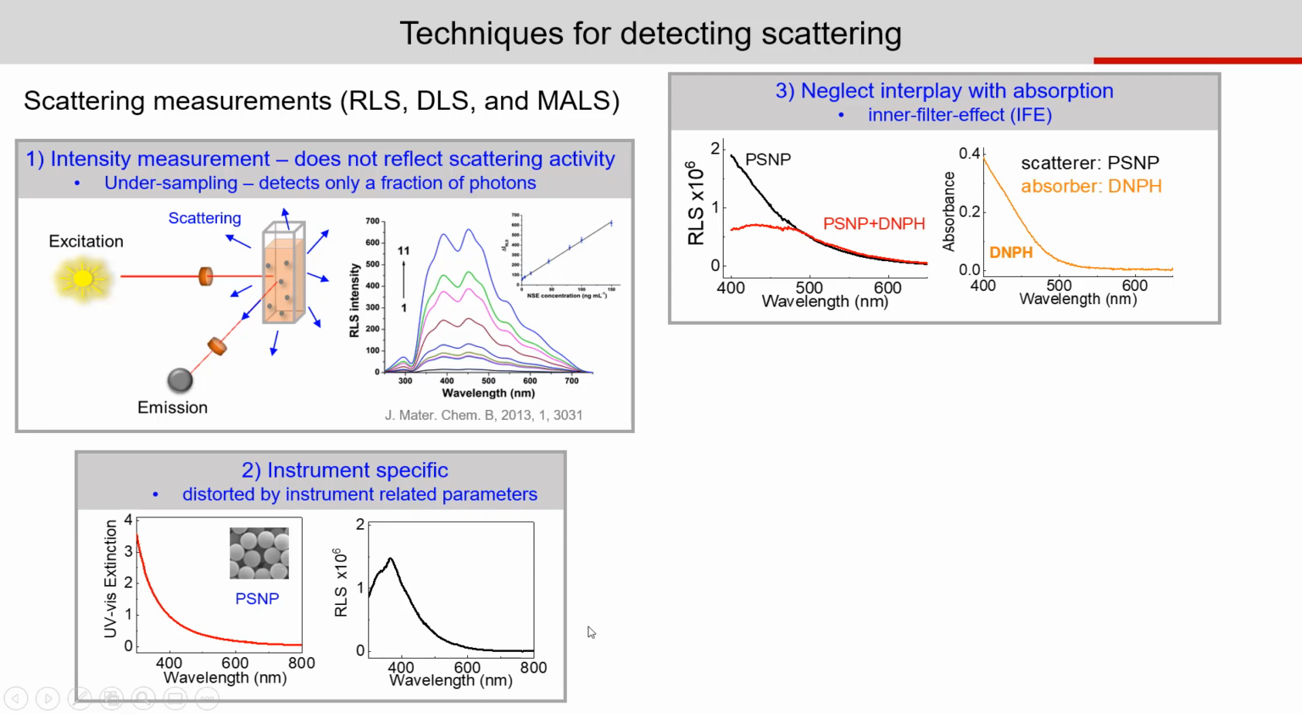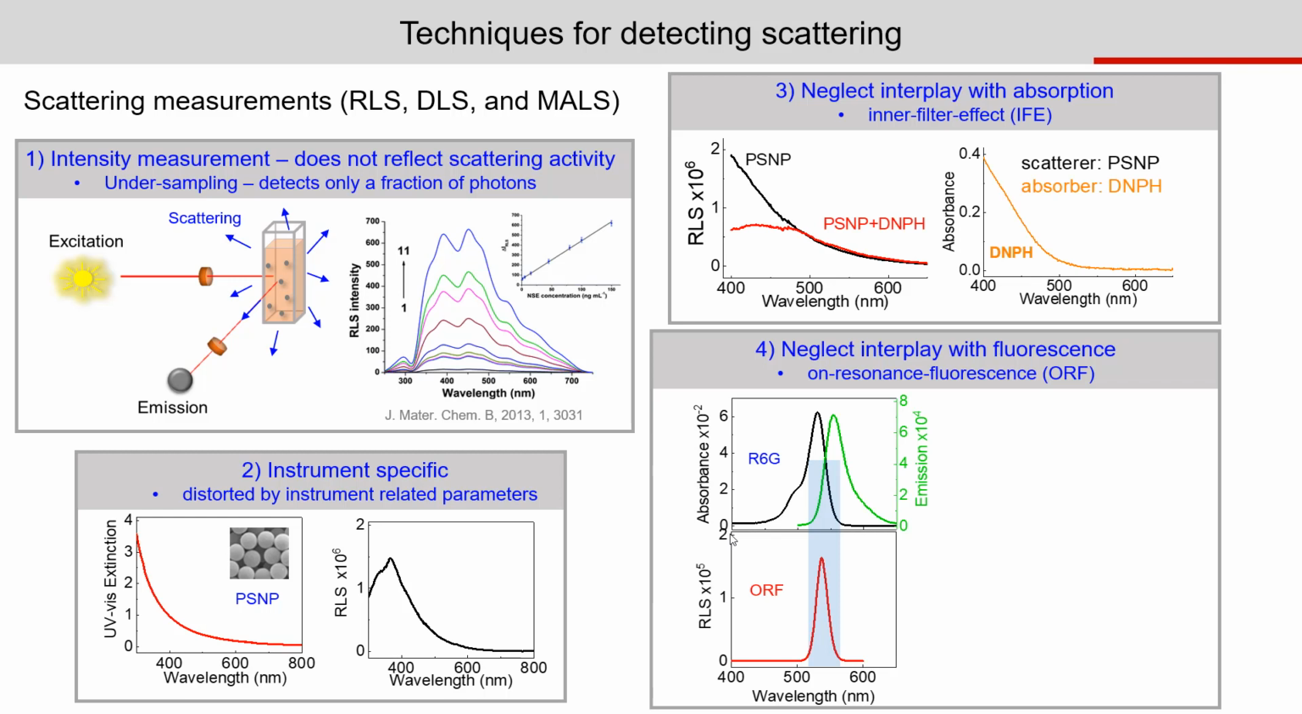Third, absorption can mess with the scattering measurement by the inner filter effect, IFE. The black trace is the scattering intensities from the pure PSNP sample. And if I add a light absorber, a chromophore called DMPH, the PSNP scattering intensities drop where the DMPH absorbs. So you can imagine if the IFE is not corrected, the scattering will be underestimated.